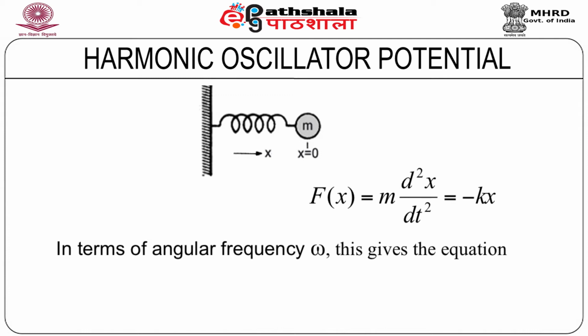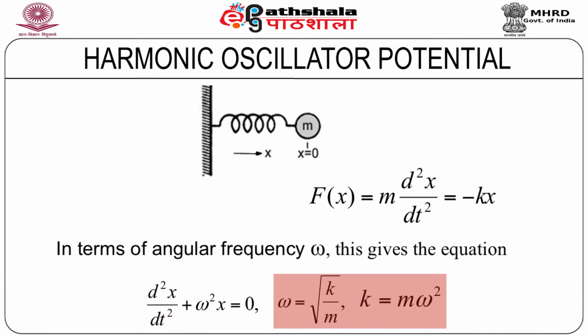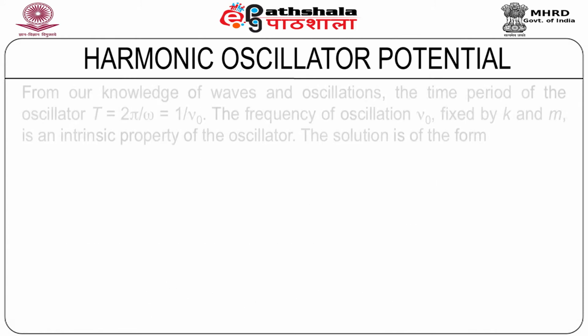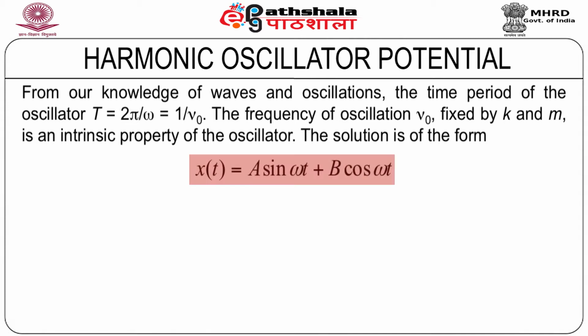Now, in terms of the angular frequency, this gives the equation d square x by dt square plus omega square x equal to 0, where omega is root k by m, or k is equal to m omega square. So in this equation, k is called the stretching constant or the force constant of the spring, as already mentioned, and omega is the angular frequency. From our knowledge of waves and oscillations, the time period of the oscillator is T equal to 2 pi upon omega equal to 1 by nu 0. The frequency of oscillation nu 0 fixed by k and m is an intrinsic property of the oscillator, because k is the spring constant and m is the mass of the ball. So these two parameters fix nu 0. This is an intrinsic property of the oscillator. The solution is of the form x equal to a sine omega t plus b cosine omega t, as we already know from our school physics.